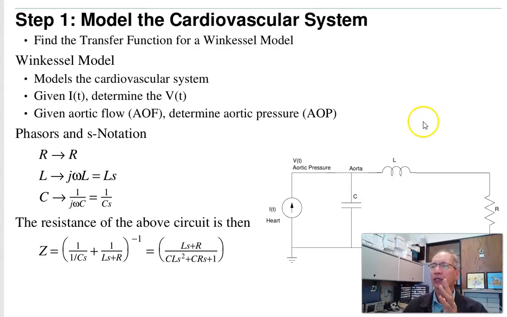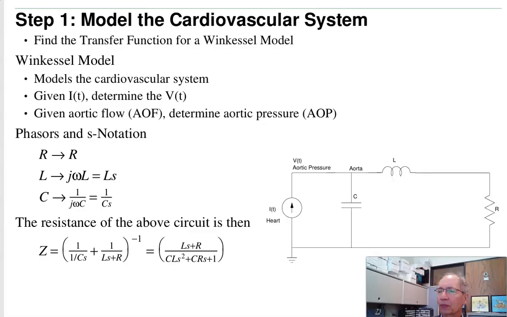The blood has inertia. The analog of that, of inertia, is inductance. It keeps the blood flowing. And that blood flow then goes to all the capillaries in the body. Model that as resistance. There are more complicated models. This is probably the simplest model for the cardiovascular system, called the Windkessel model. This is what we'll look at in this class.